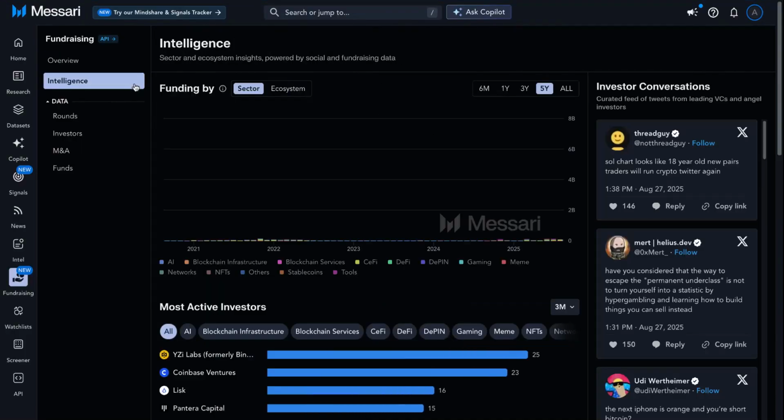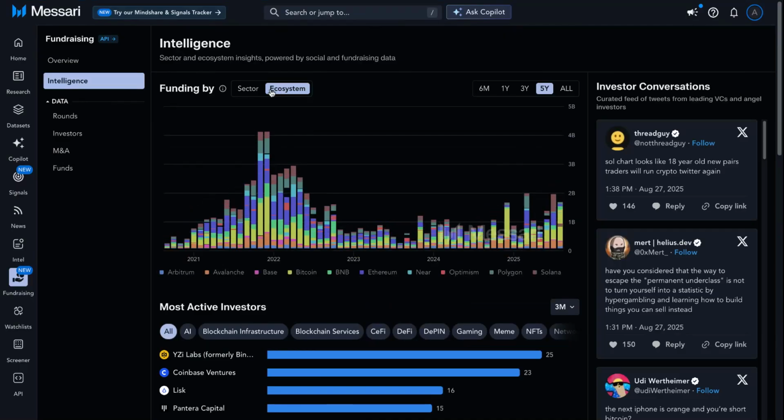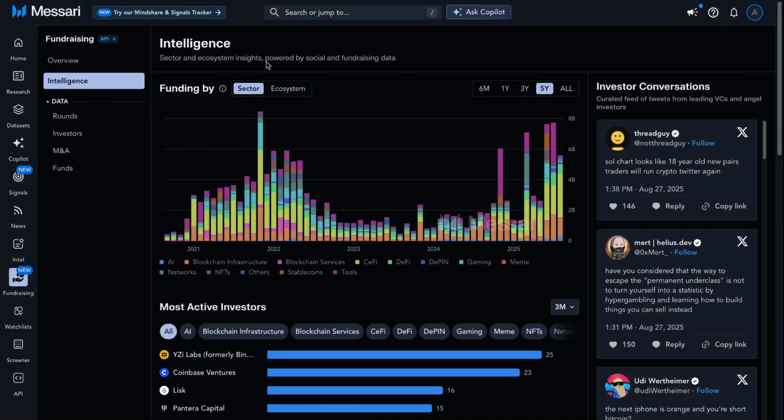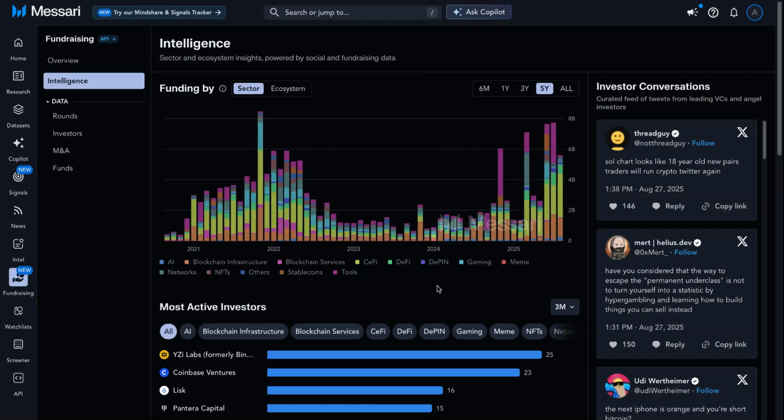On our intelligence page, we have our fundraising by sector and fundraising by ecosystem charts. These charts look at our fundraising data and classify them by our sector taxonomy. So you can see here for a given month, AI had $107 million in funding, blockchain services had 20, and from this chart you can hide specific sectors if you're interested in filtering down that list.